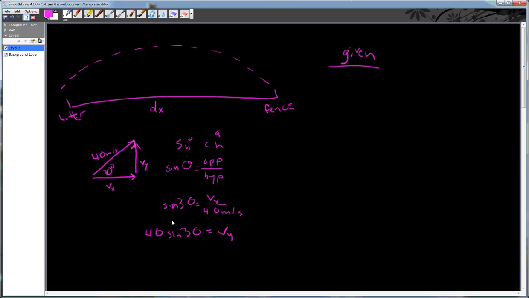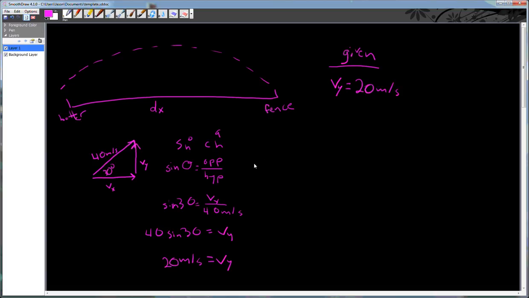Okay, calculator time. 40 times sine 30 is 20. Does that make sense? That does make sense. So 20 meters per second is Vy. So our Vy is 20 meters a second.